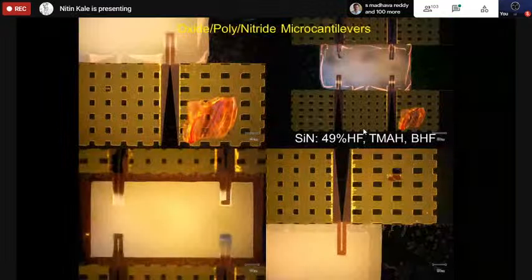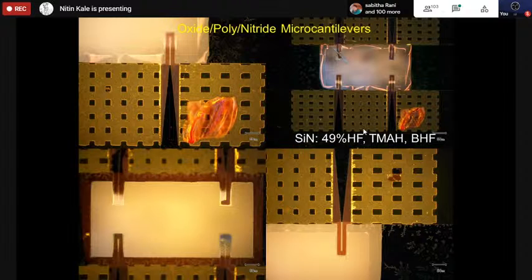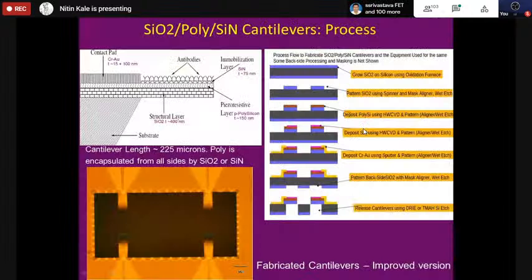Okay. So these are the cantilevers that we fabricate these days. These are not made in SU8. These are made in silicon nitride. And the thing that you see in brown is the polycrystalline silicon. Again, the process is similar, not getting into that.